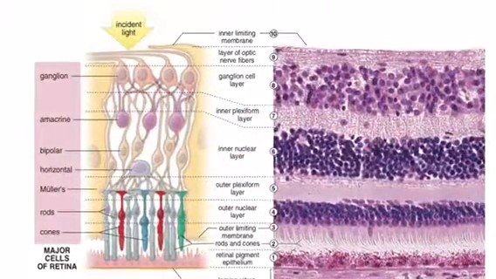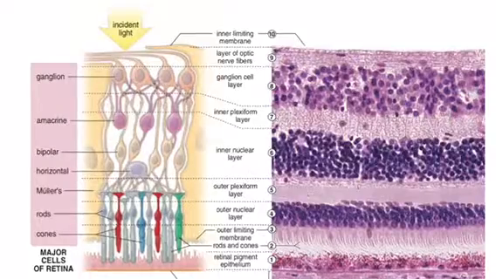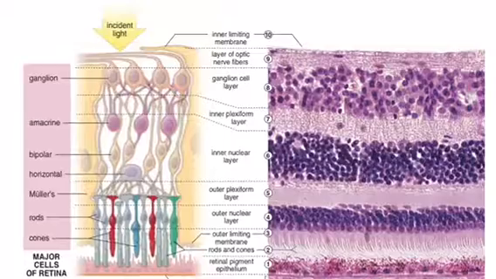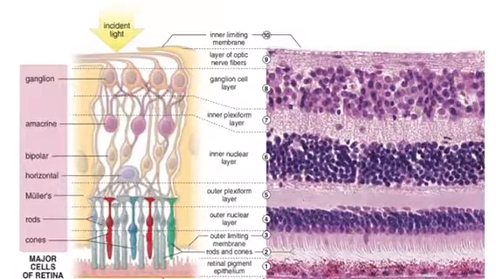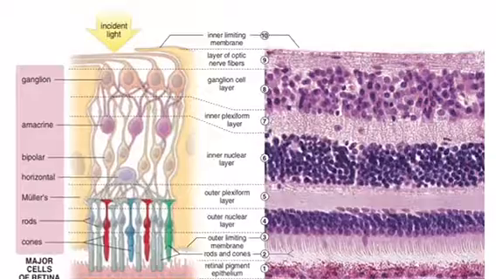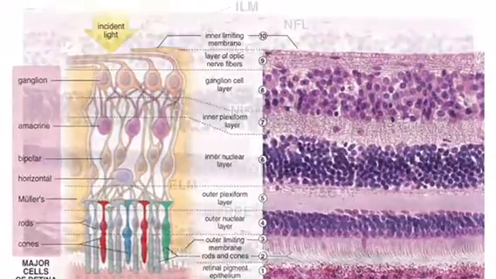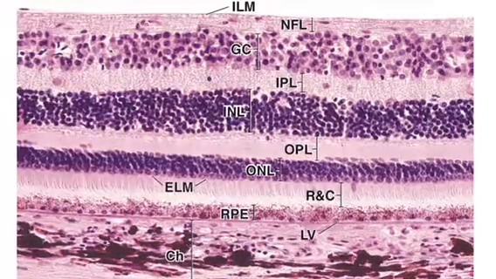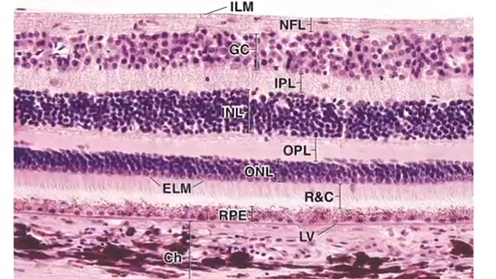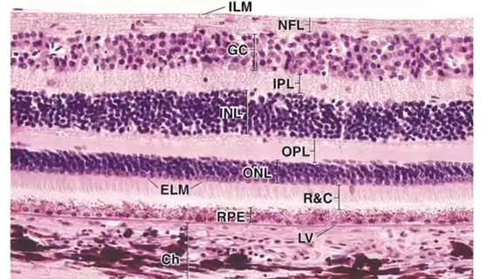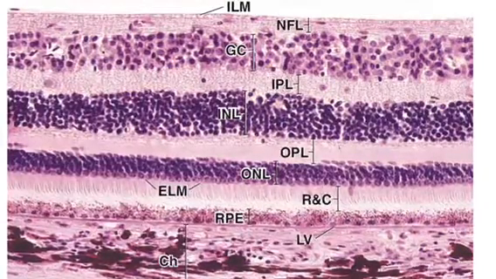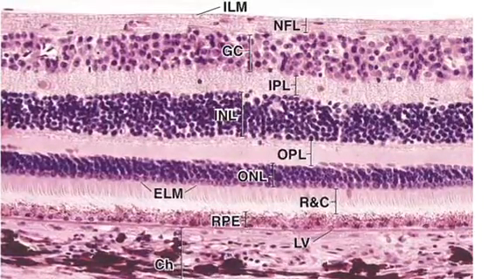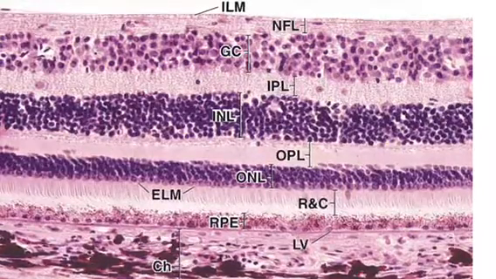On the basis of histologic features that are evident in the photomicrograph on the right, the retina can be divided into 10 layers. The layers correspond to the diagram on the left, which shows the distribution of major cells of the retina. Note that light enters the retina and passes through its inner layers before reaching the photoreceptors of the rods and cones that are closely associated with the retinal pigment epithelium.